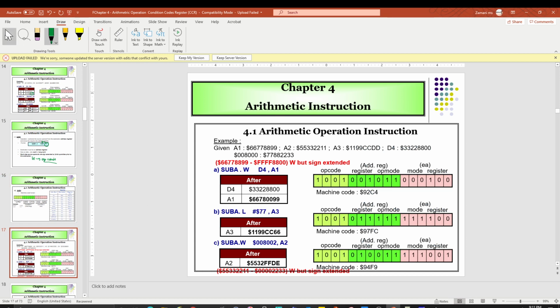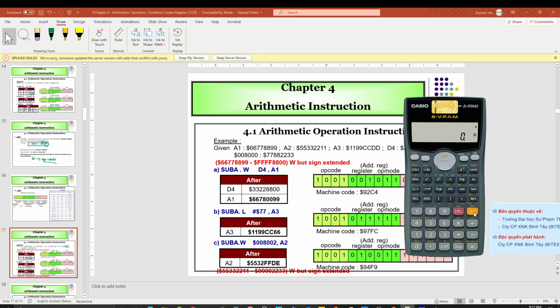Okay, the first one is sub address. Sub address.W, you must know that you're going to sign extend it. So A1 is given this value 66778899, and D4 is given this one, 33228800. So the contents here for D4 for word size is 8800. But you need to have this value sign extended. So 8, the MSB is 1, so you're going to have all FF8800.